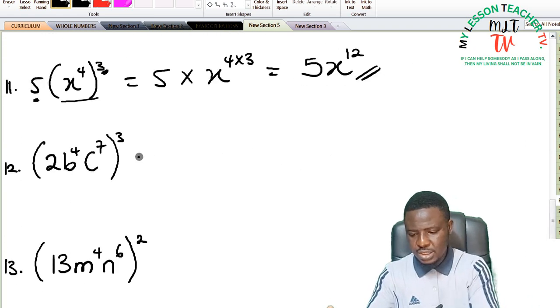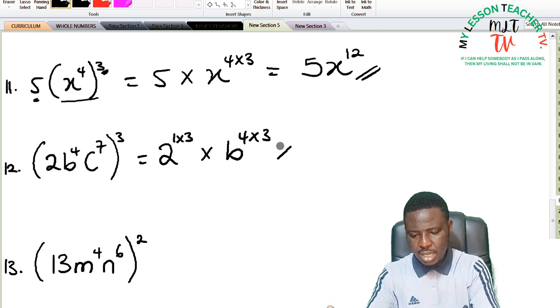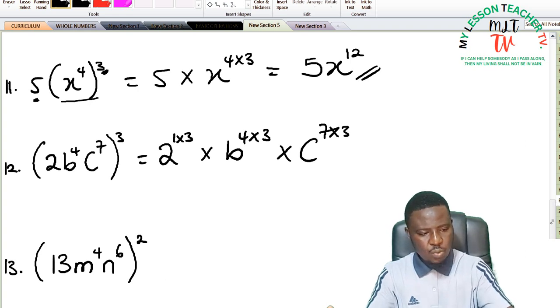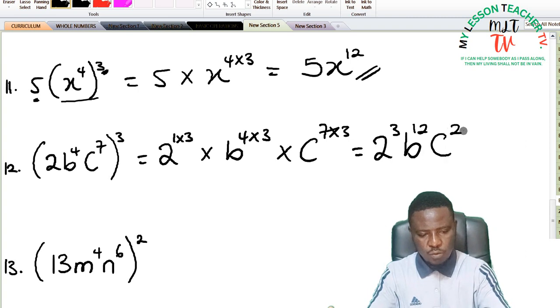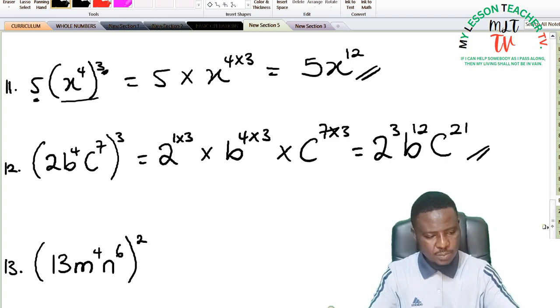Number 12, this is equal to 2 raised to the power of 1 times 3 times b raised to the power of 4 times 3 times c raised to the power of 7 times 3. And when you multiply this, this is equal to 2 cubed b raised to the power of 12 c raised to the power of 21.